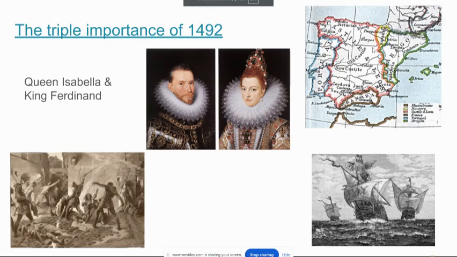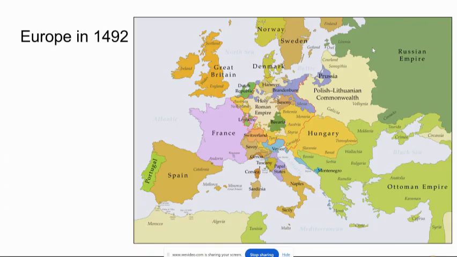So, with all of these things going on in 1492, Spain emerges as a unified nation, religiously, with a sense of mission, and their monarchs now support Columbus's exploration.